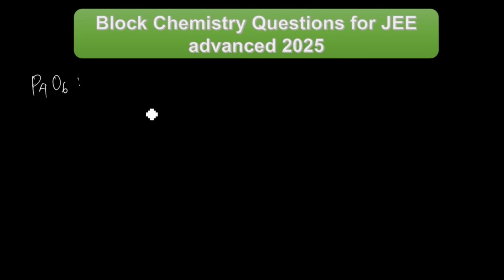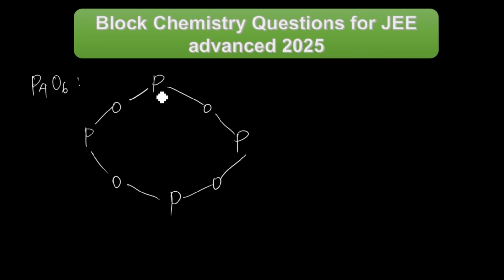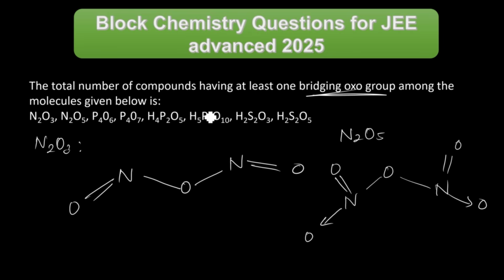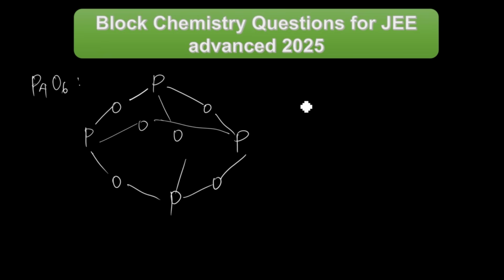P4O6, what is the structure? It's a giant, some kind of ring, right? So here I'm having oxygen, and these are linked by the oxygens. So the P-O-P bond is there. Okay. Then moving on to the next one, what is that? P4O7. So P4O7, which is similar to this, but here that will have a double bond O. That is the only difference for P4O7.